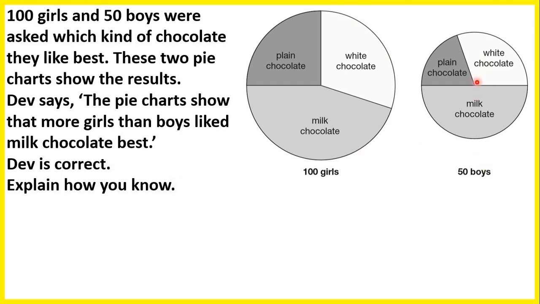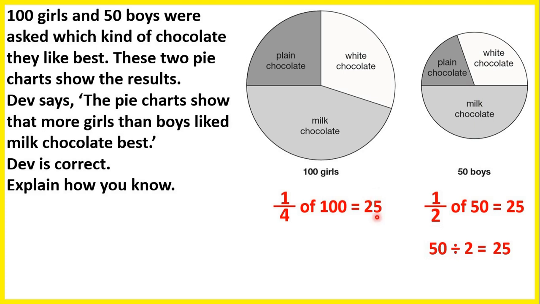Well, if we look at the pie chart for boys, we can see that half of the boys like milk chocolate best, and half of 50, or 50 divided by 2, is 25. So this pie chart shows that 25 boys like milk chocolate best. But 25 is 1/4 of 100, and we have 100 girls. But we can see the section of the pie chart for milk chocolate is more than 1/4, so that will be more than 25 girls.